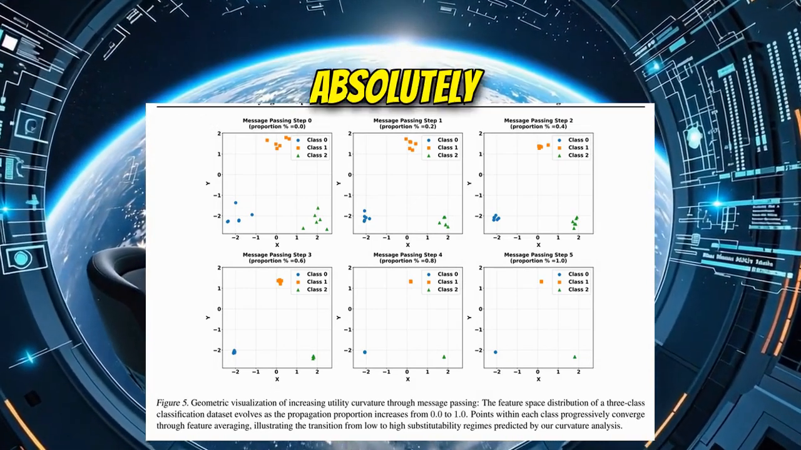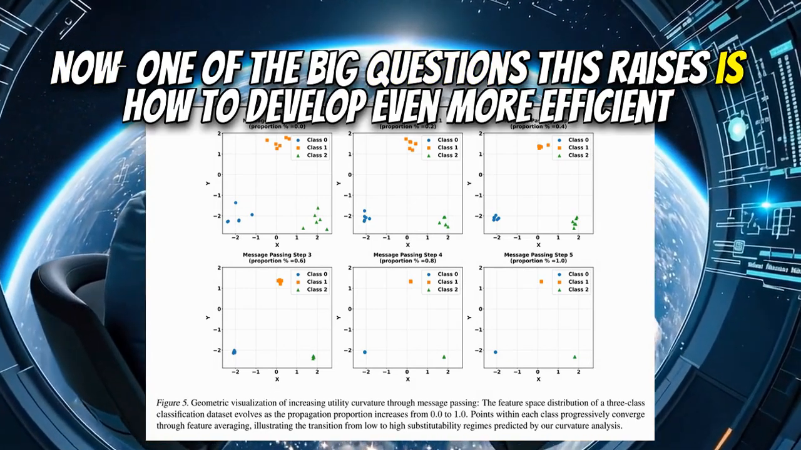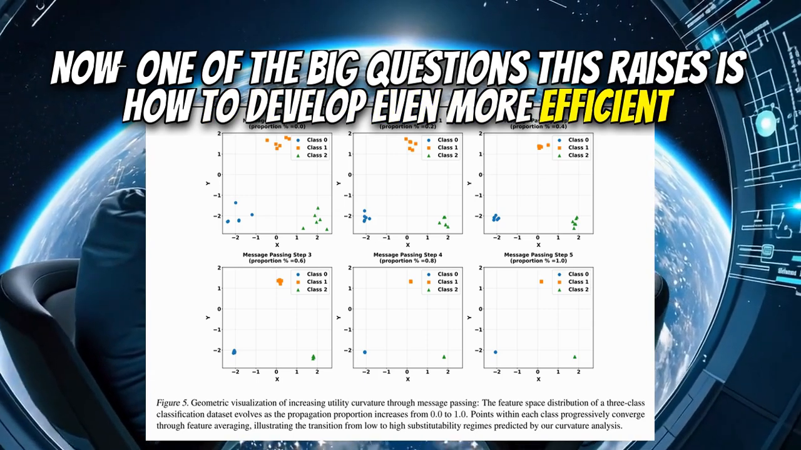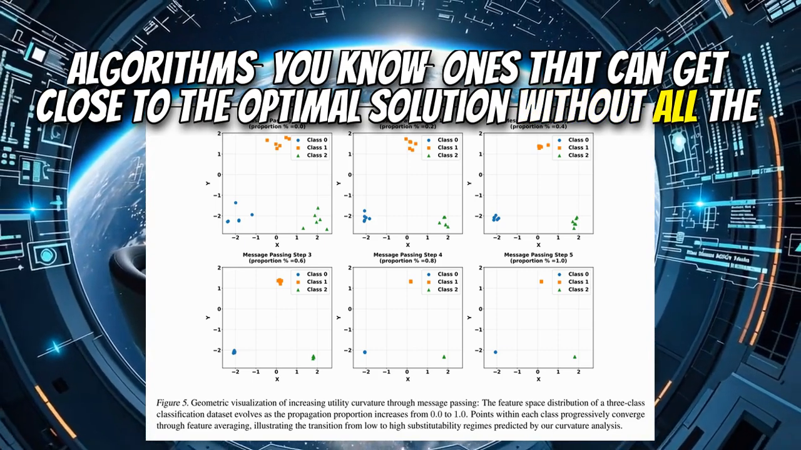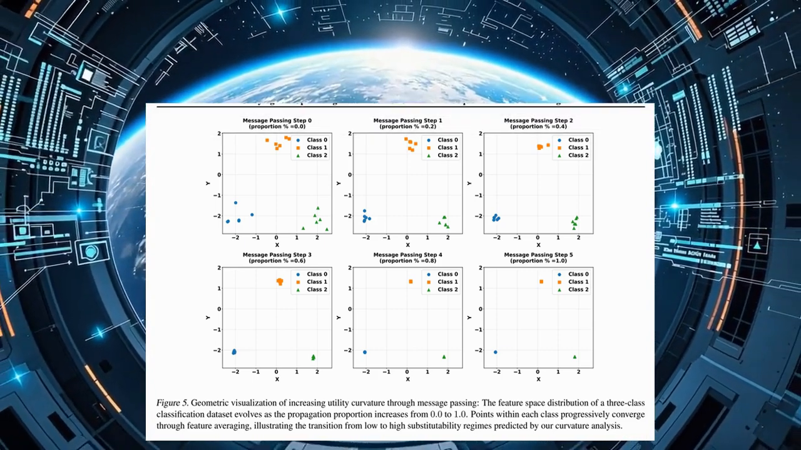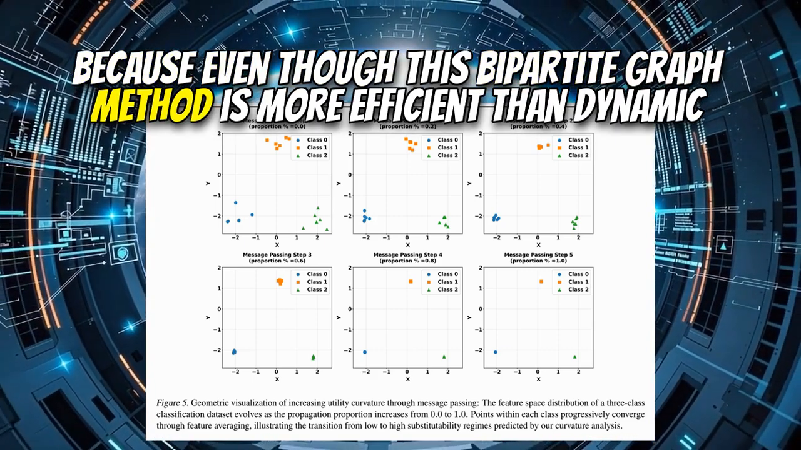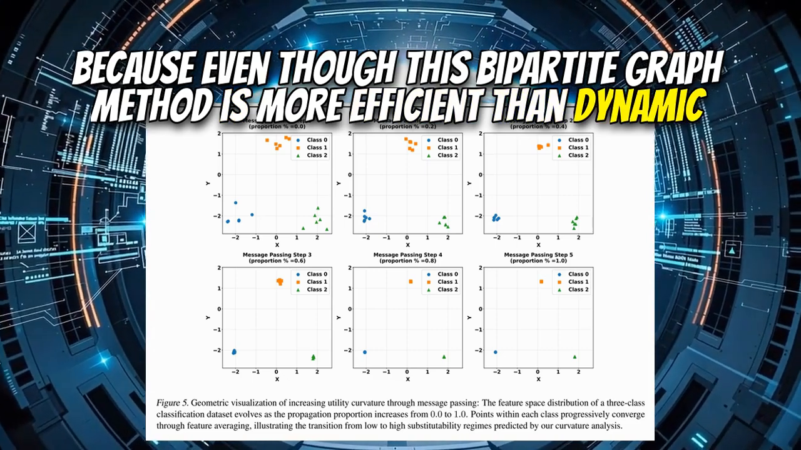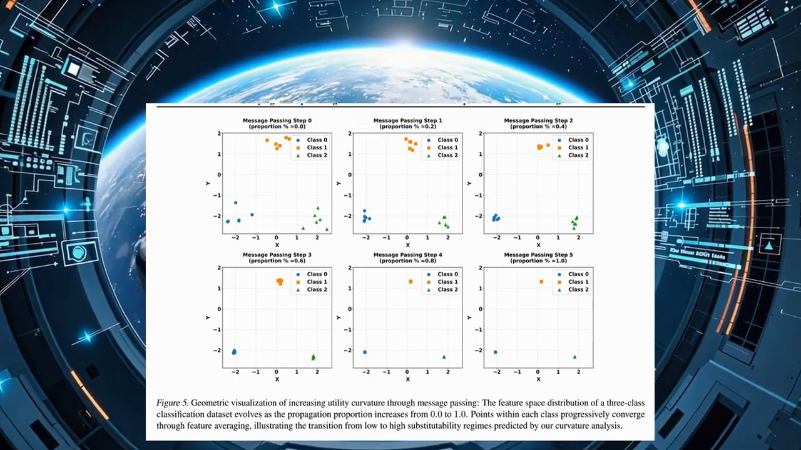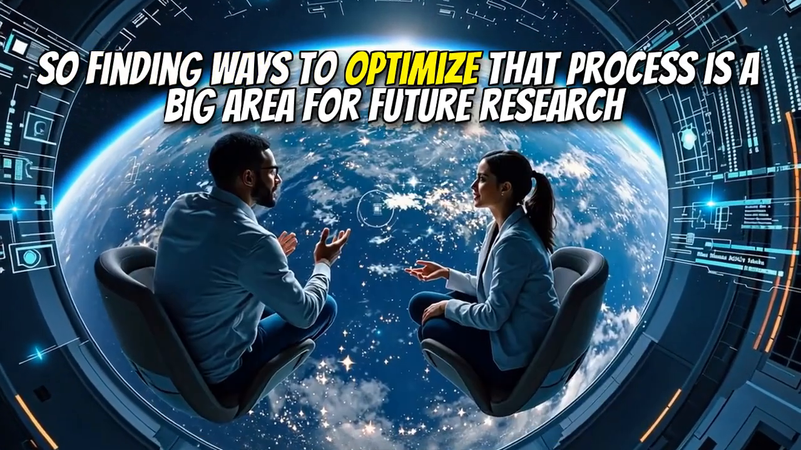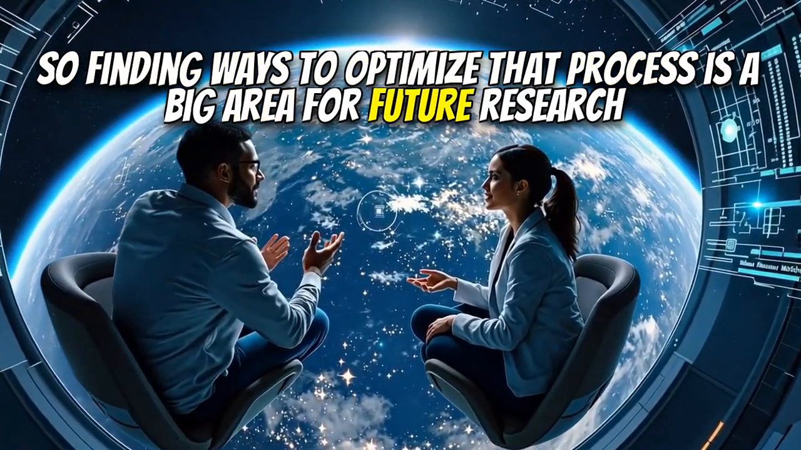Absolutely. Now, one of the big questions this raises is how to develop even more efficient algorithms, ones that can get close to the optimal solution without all the computational heavy lifting. Right, because even though this bipartite graph method is more efficient than dynamic programming, it still has its limits, especially with huge data sets. Exactly. So finding ways to optimize that process is a big area for future research.